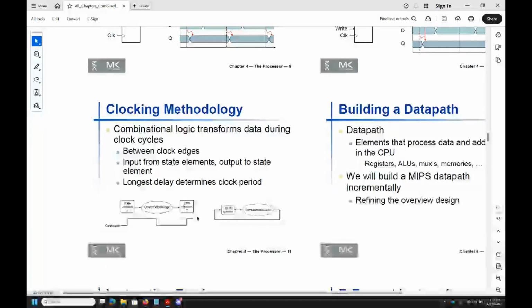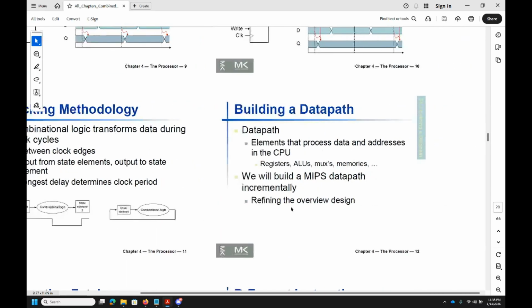Basically, if you have 10 different instructions, and 9 of those instructions take 1 nanosecond to execute, but one of those instructions takes 3 nanoseconds to execute, then the clock speed of your processor will be limited by that 3 nanosecond instruction, because that's the one that takes the longest to run.